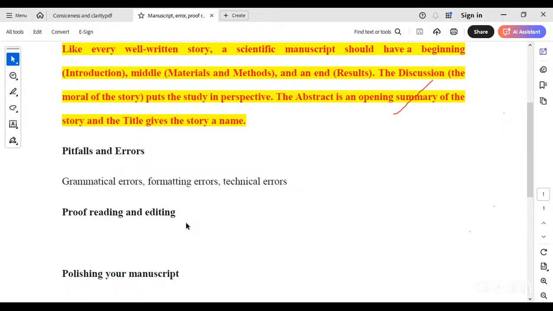Okay. And then in the end, we have to give them a conflict of interest statement. There is no conflict of interest among the authors. Okay. No competing interest. So we have to give it.